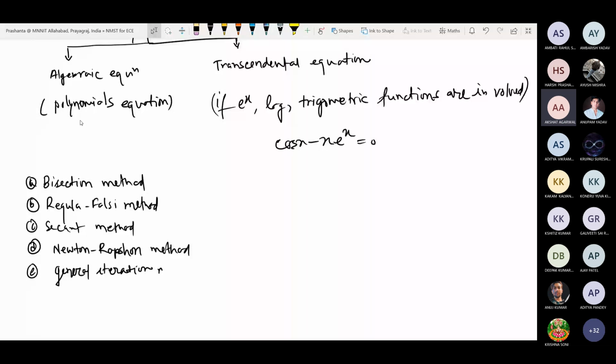Are you able to read my handwriting? Yes, sir. Yes, it's fine.